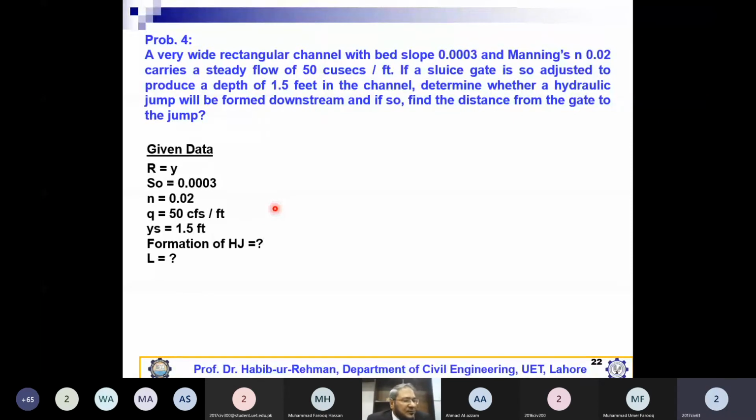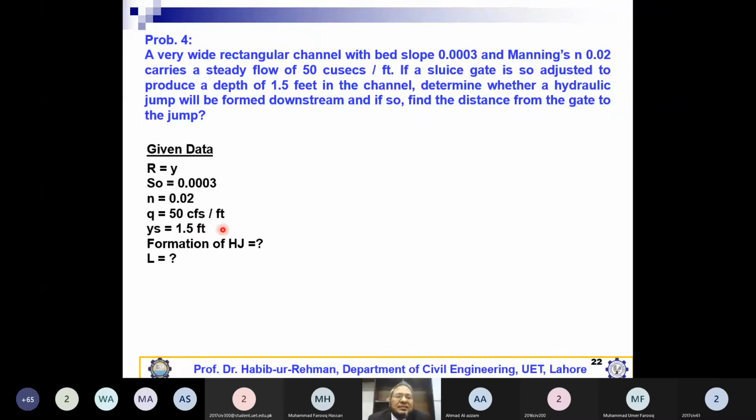What value of g are you taking? The q is given in English system, so we must use the value of g in English system, which is not 9.81 but 32.2. So use g as 32.2. Yes, it's 4.26 feet. All right.